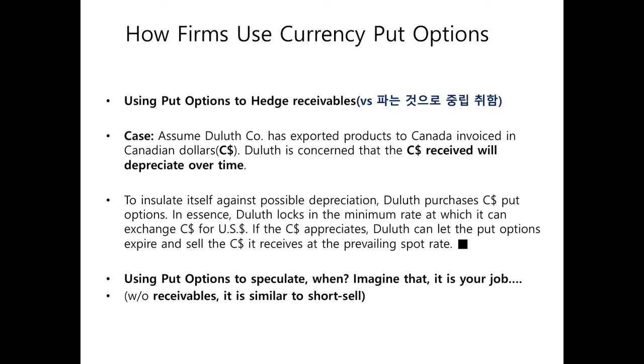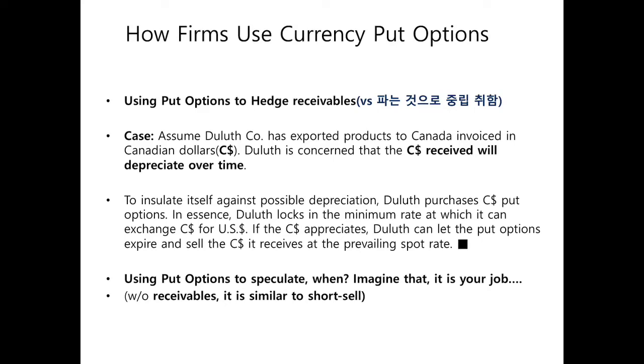What will be my main concern? The asset, the Canadian dollar I'm going to receive in the future. If the value of the Canadian dollar falls in the future, my asset value will decrease. So I want to be hedged against that, right? To hedge against that, what about purchasing a put option on the Canadian dollar? With a put option, I can lock in the minimum price at which I can sell the asset, right?